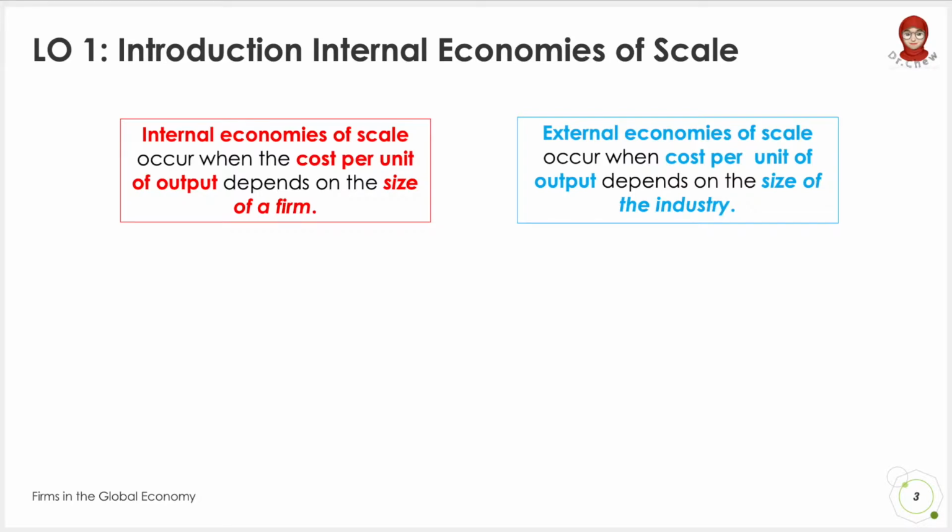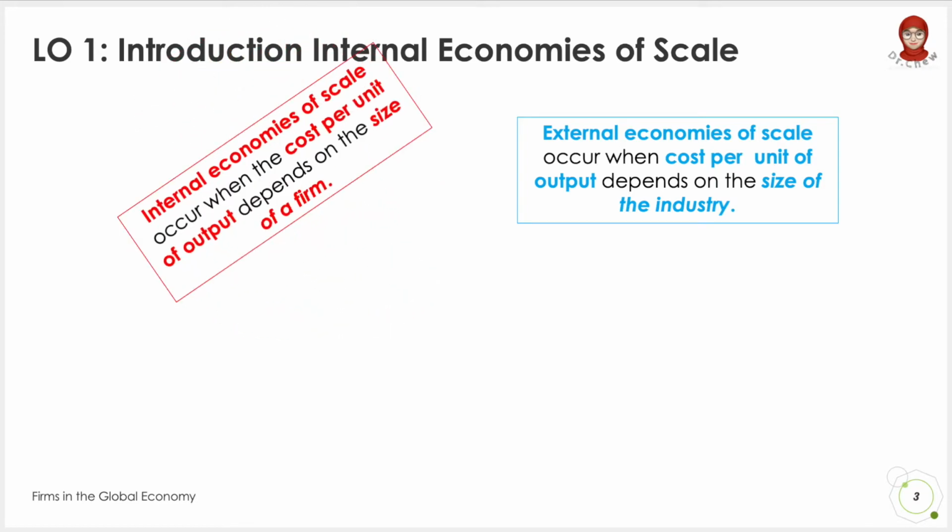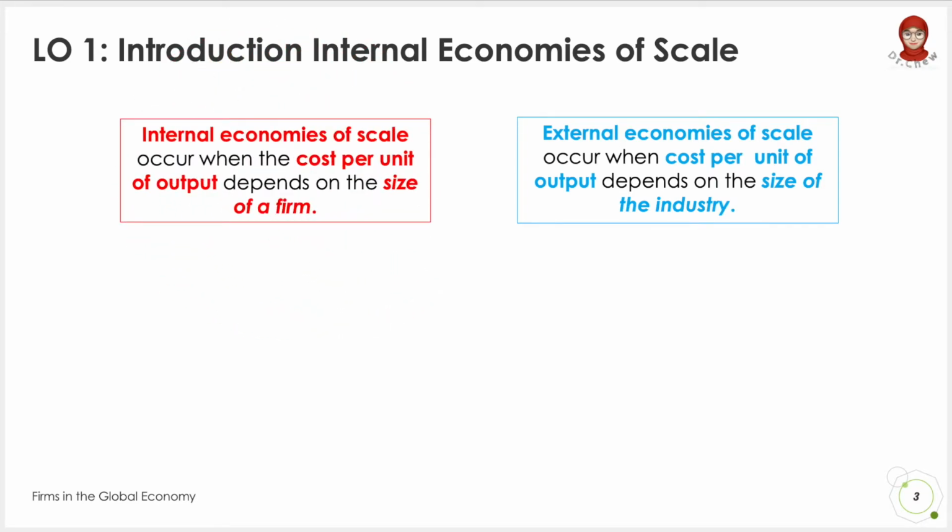In the previous lesson, we pointed out that there are two economies of scale. One is external to the firm and the other one is internal to the firm. We have discussed external economies of scale in the previous lesson. Hence, today we discuss internal economies of scale. Internal economies of scale occur when the cost per unit depends on the size of an individual firm, but not necessarily on that of the industry.